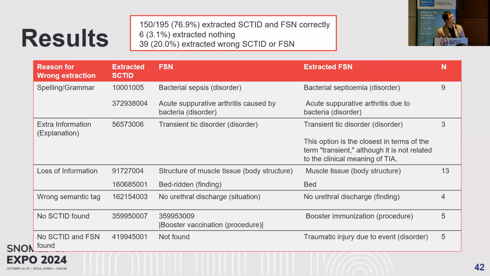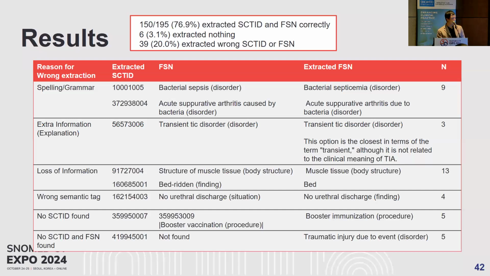Next is the extra information. Sometimes the model is not fully sure about the answer, so it outputs some explanation too. And then some of the extracted fully specified names lost some of the information, like structure of muscle tissue, they extracted just the muscle tissue. Or bedridden, they extracted just bed and left the others.